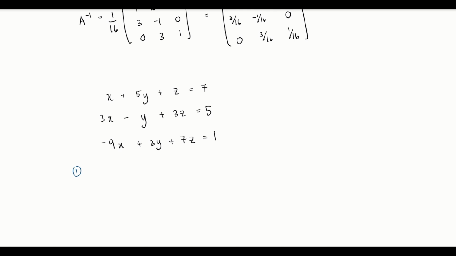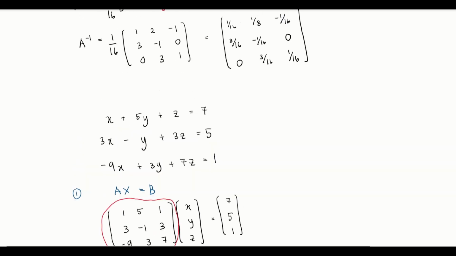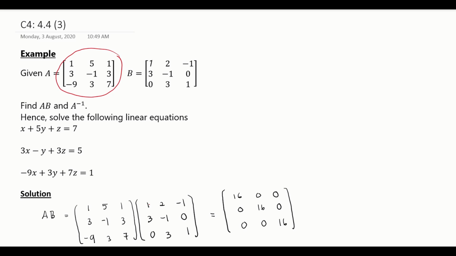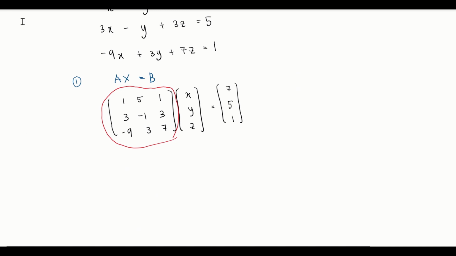The first step is to form the matrix equation AX equals B. The first row is 1, 5, 1, the second is 3, negative 1, 3, and the third is negative 9, 3, 7, times X, which is x, y, z, equals matrix B, which is the constants on the right hand side, 7, 5, 1. This is the matrix equation. You will realize that this matrix is actually the same as matrix A: 1, 5, 1, 3, negative 1, 3, negative 9, 3, 7.